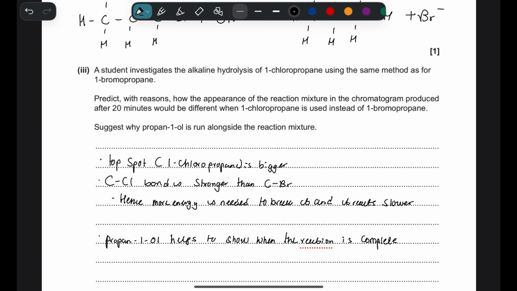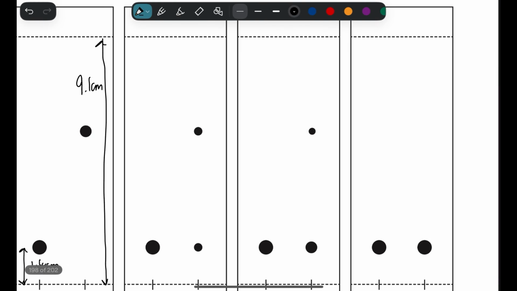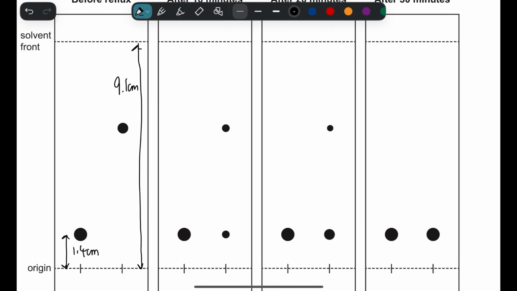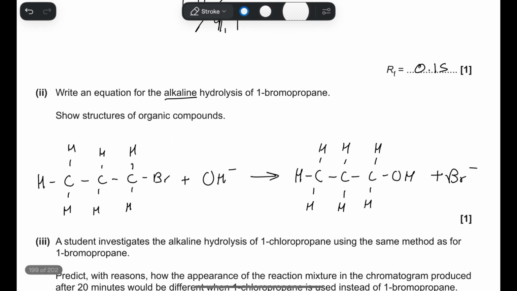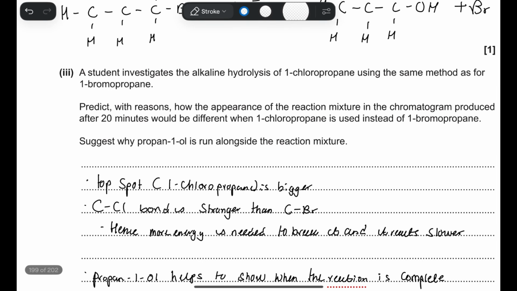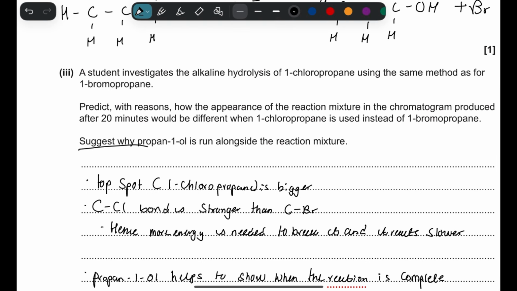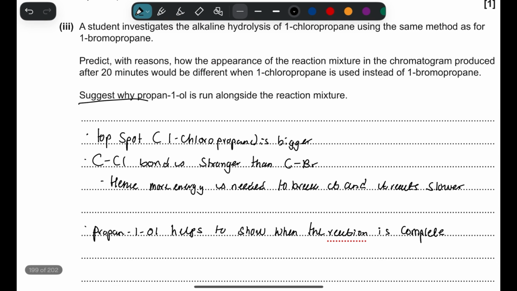So that means if the reaction is slower, this top spot is going to be bigger. That's what we know. The top spot is going to be bigger, and in turn, this bottom spot is going to be smaller. So we can say one of those things: either the top spot is going to be bigger or the bottom spot is going to be smaller. Reason, because we're suggesting why; that's what the question prompt is. The reason is because the chlorine to carbon bond is stronger than the carbon to bromine bond, so more energy is needed to break it, so it reacts slower. Yeah? Cool.